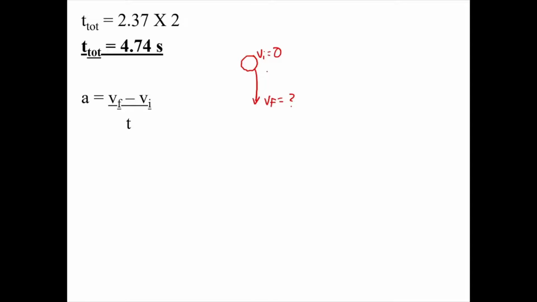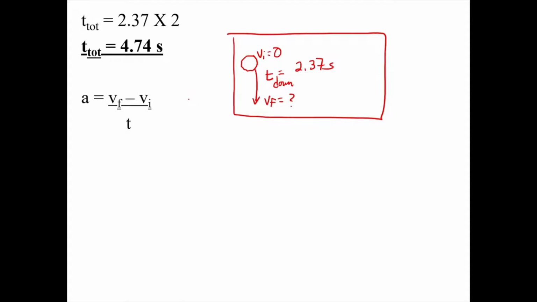So to get our total time, all we have to do is double that. 2.37 times 2 is 4.74 seconds. So we're well on our way. Now it'll want the final speed. And that's a unique question because it'll start out at 0 and then it will have some final speed. But let's just focus on the time down, not the total time. We're only looking at this half of the process.